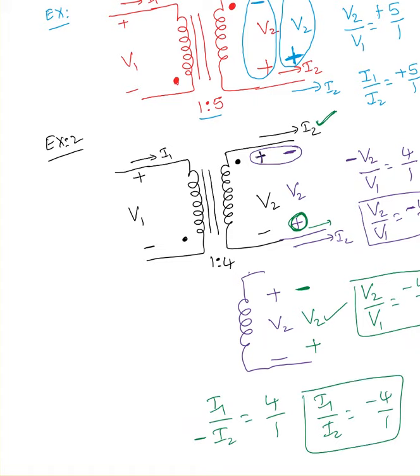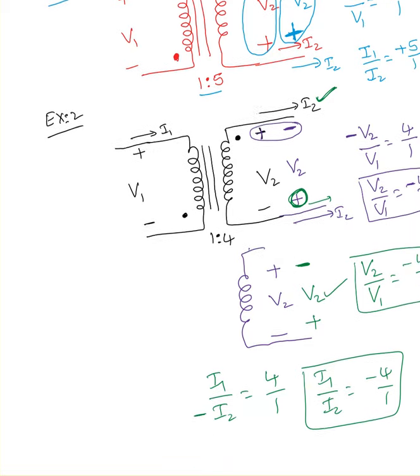So that's how the dot convention is useful to find out the orientation of the coil, or which terminal of the secondary is going to be positive and which terminal of the secondary is going to be negative. Okay, this is about dot convention.